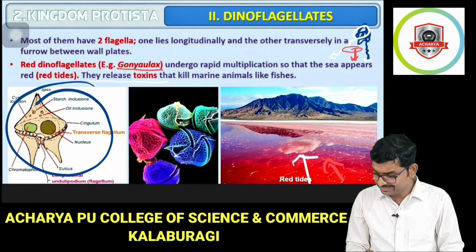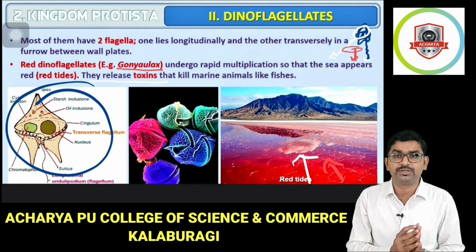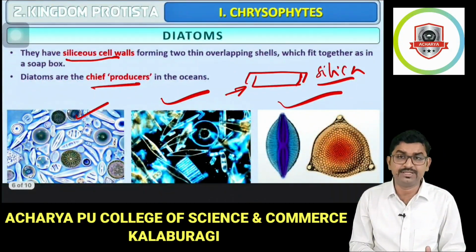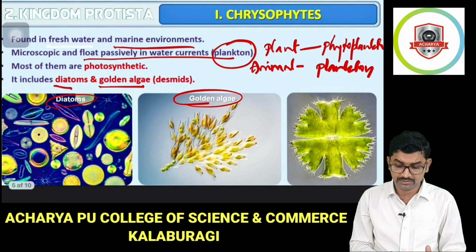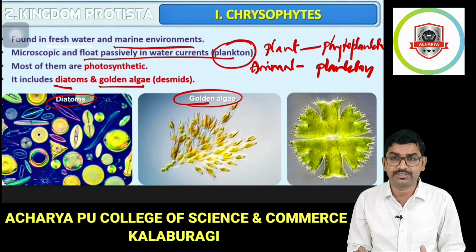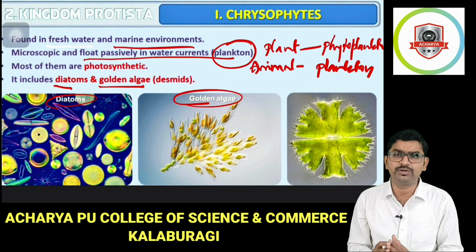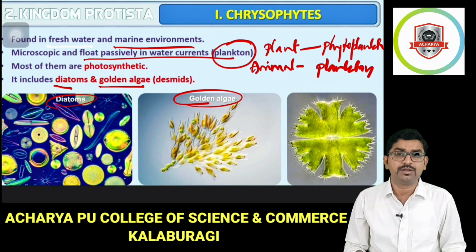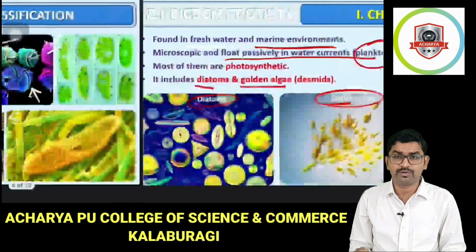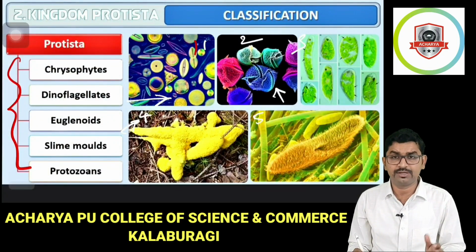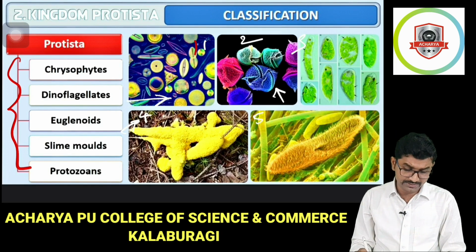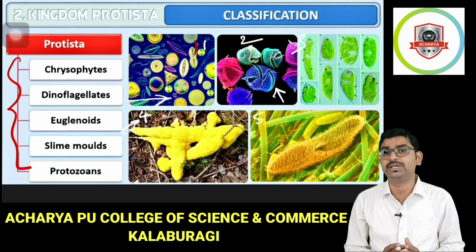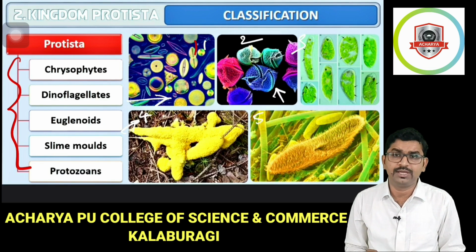So this is about the two parts. Number one, we have discussed chrysophytes, and we have seen a few points about dinoflagellates. Alright, so that's all for today's session. We have some more discussions to be done in this particular chapter. We have left out euglenoids, slime molds and protozoans, which we shall see in the next class. So that's all for today.